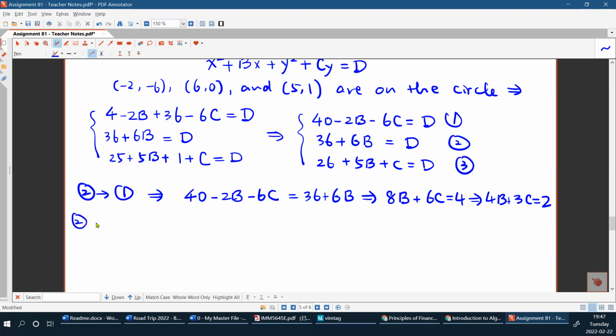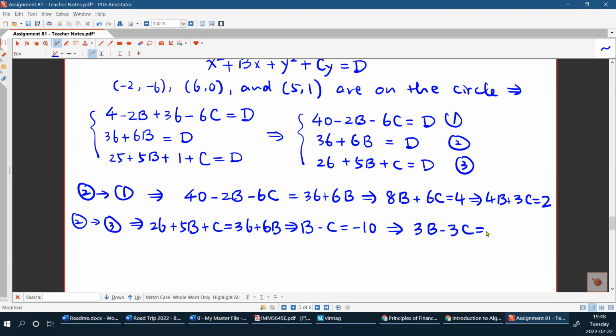And then we can put equation number 2. We haven't used 3 yet, right? So we can put it in 3, which gets us 26 plus 5b plus c equals 36 plus 6b, which means b minus c equals 10, right? Okay, so in order to eliminate c, we can convert it to 3b minus 3c equals -30, right? Let's label them as 4 and 5.